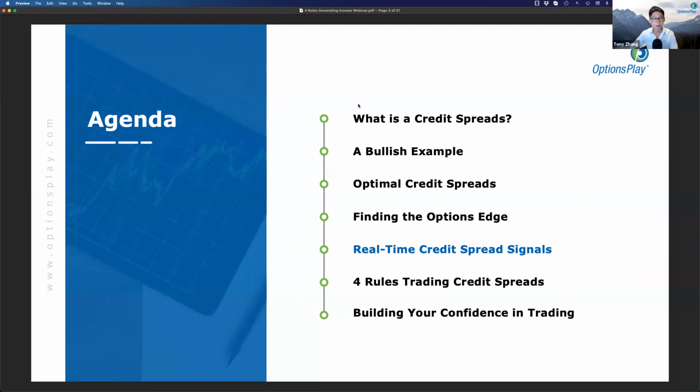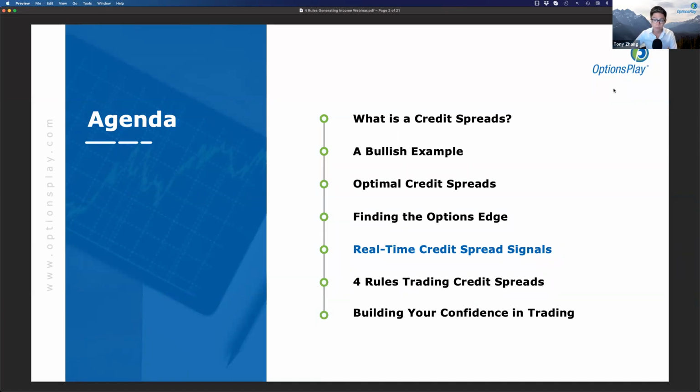Okay, and I do have a second poll here. I want to ask how many of you have already traded a credit spread before? Either yes, I've traded a credit spread, no, I have not, or no, I am not sure. Okay, it seems like at least 70% of you, 2/3 of you, have traded a credit spread.